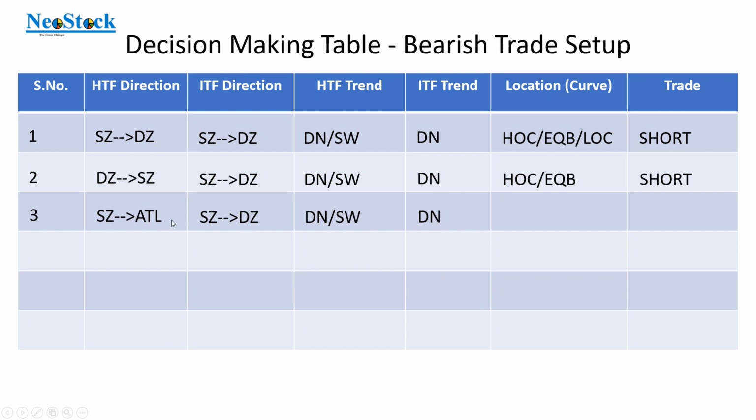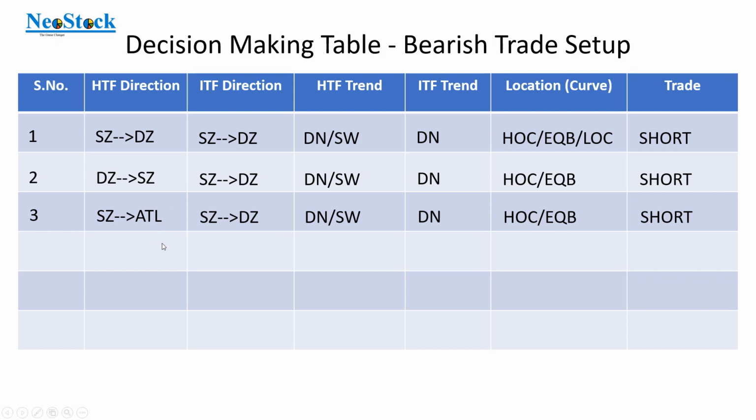The ITF trend should be down. And in this all-time low scenario, when you draw the curve, we will have only two scenarios, either high on the curve or equilibrium. Because in all-time low, there is no demand zone. That means there is no buyer's location. Without a buyer's location, you cannot identify low on the curve. So that's why in the curve we have only two parts, either high on the curve or equilibrium. In both these scenarios, you can plan for short trades.